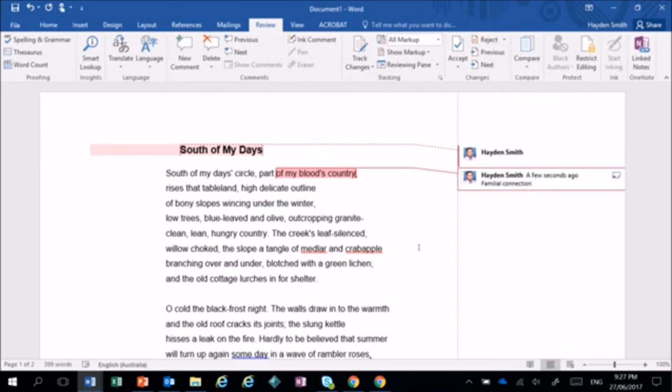But I think the first stanza gives us this outside world. I think in the context of the Module C rubric, it's very much a real landscape. So, "high delicate outline of bony slopes wincing under the winter, low trees, blue-leaved and olive, outcropping granite, clean, lean, hungry country." Her imagery here actually juxtaposes the landscape with the weather. And she does quite a lot of figurative descriptions in her poetry where she often personifies the seasons and the land and the weather. But here we get this quite delicate, as she puts it, outline of the land. It talks about bony slopes, and I think this really shows the devouring nature of the landscape.